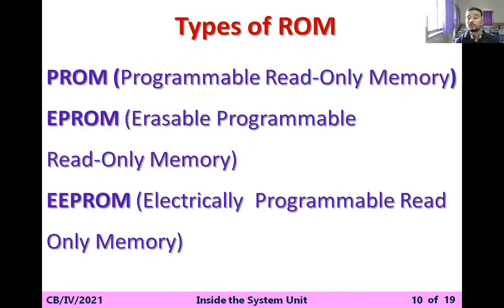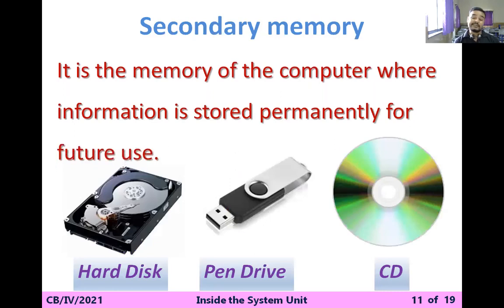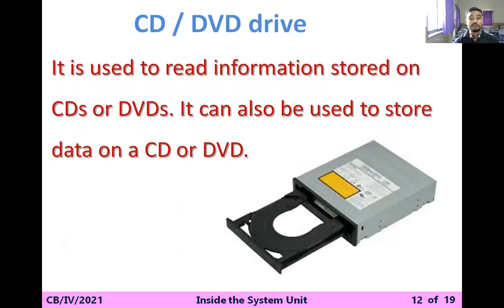Got it? So what have we learned? RAM and ROM. Now these are our secondary storage devices, those which store data permanently. That is your hard disk, your pen drive, your CD and DVD. CD and DVD drive, you might have seen, if you push that button, a small drawer will come out. We put a CD or DVD inside it, push it back, and automatically the content of the CD or DVD will be played in your computer.